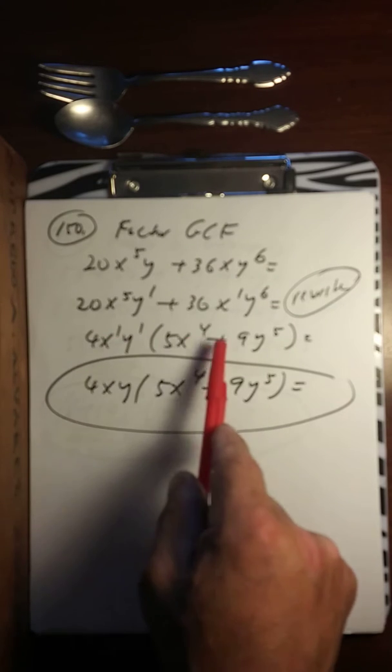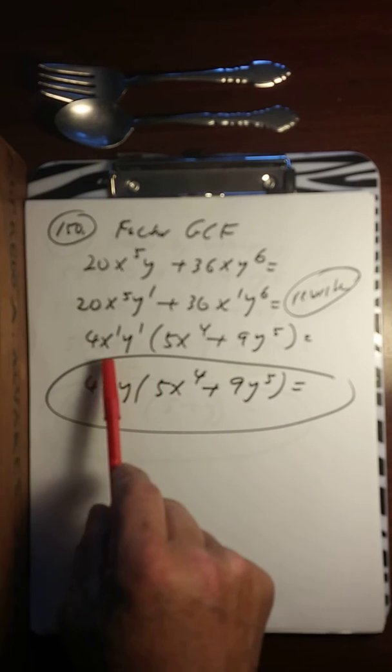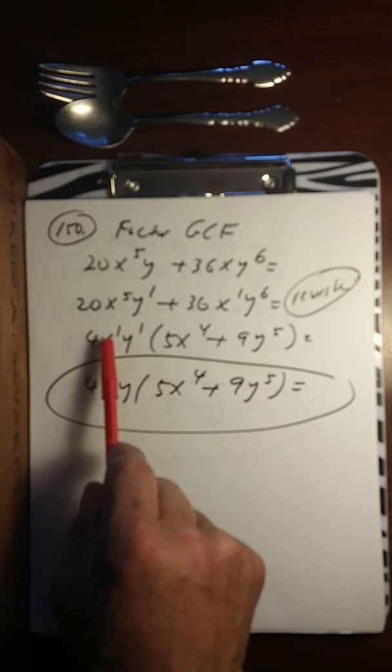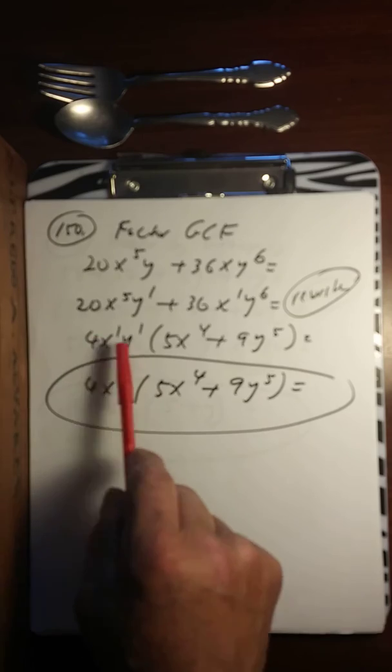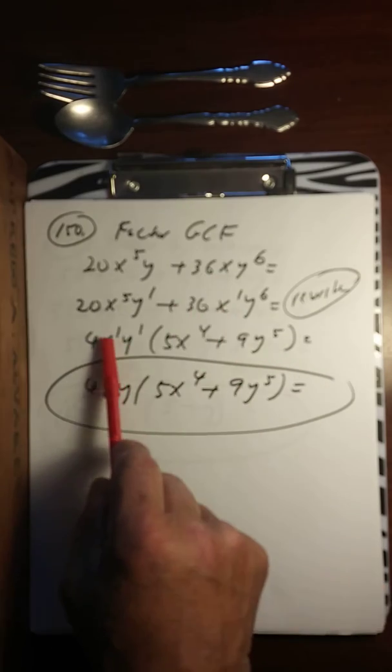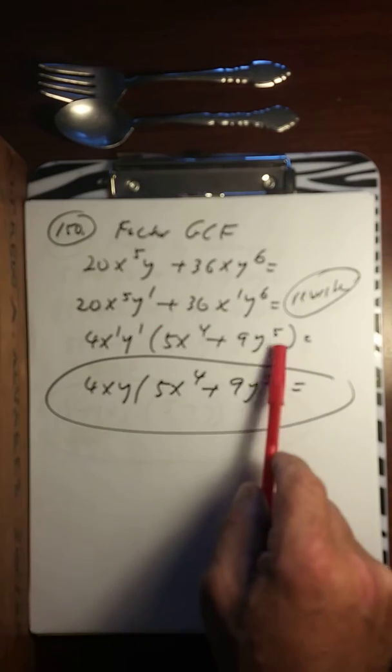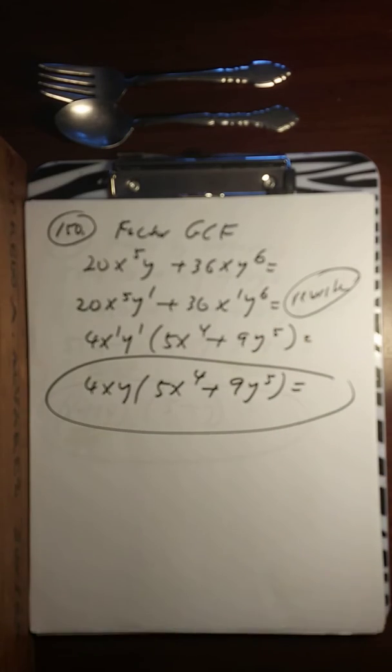4xy from this. So that, is that right? Let's check it. That times that's going to be 20. And x to the 1 and 4 is 5. And y to the 1 is just y. And then 4 times that is 36. And then it's going to be x to the 1, yes. y to the 1 and 5 is y to the 6. So it's correct.